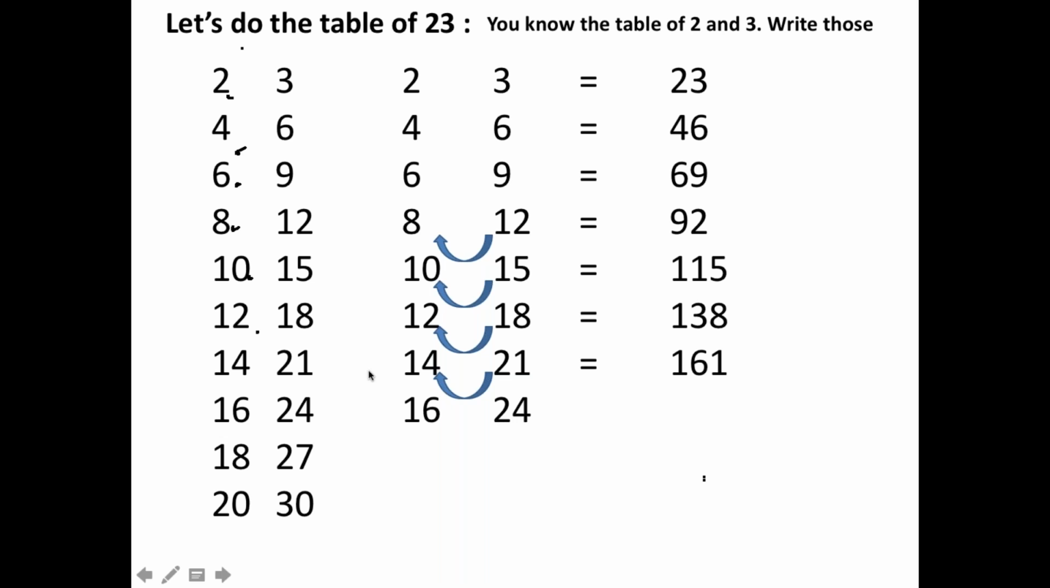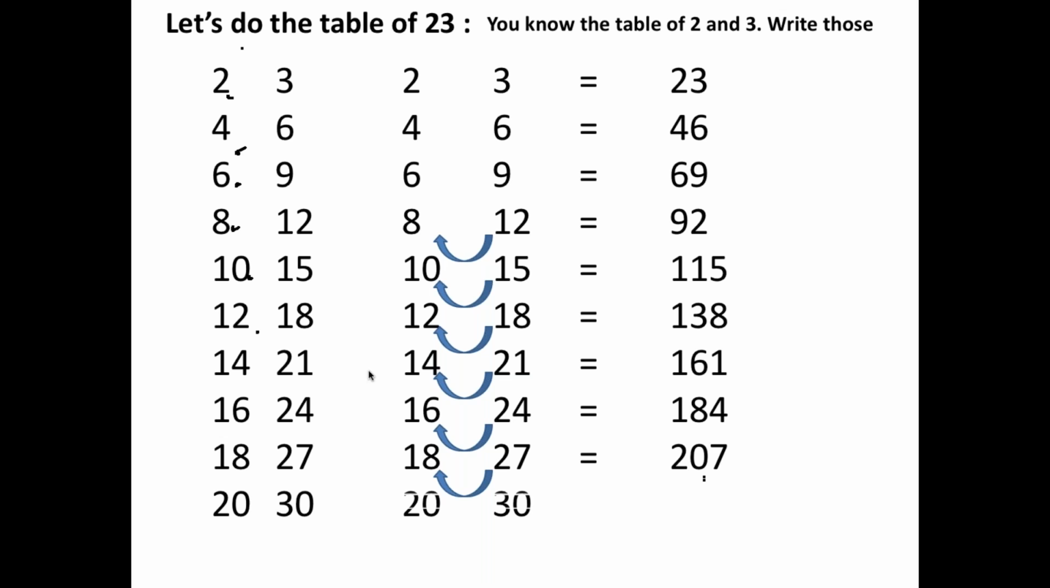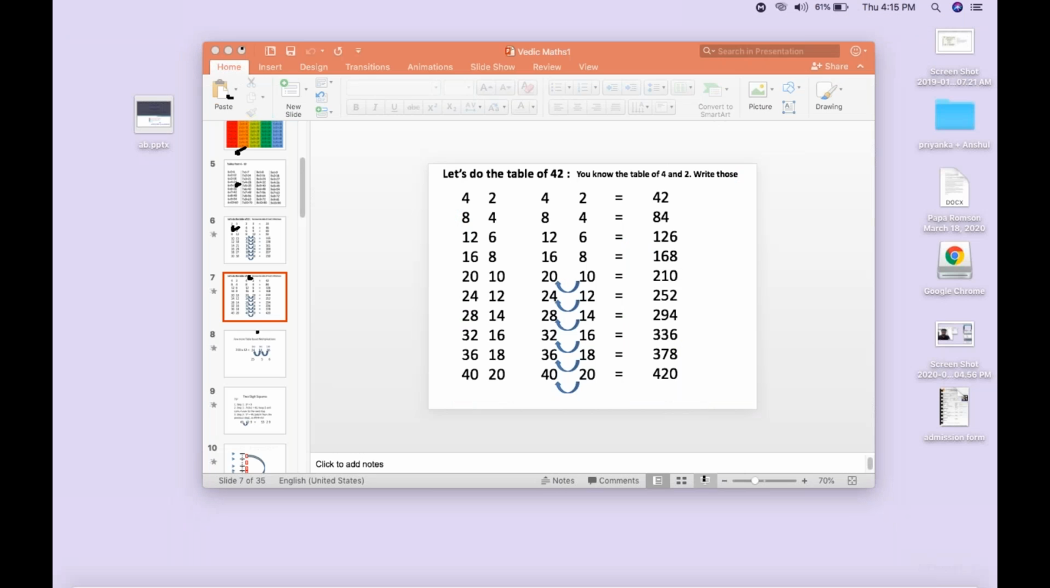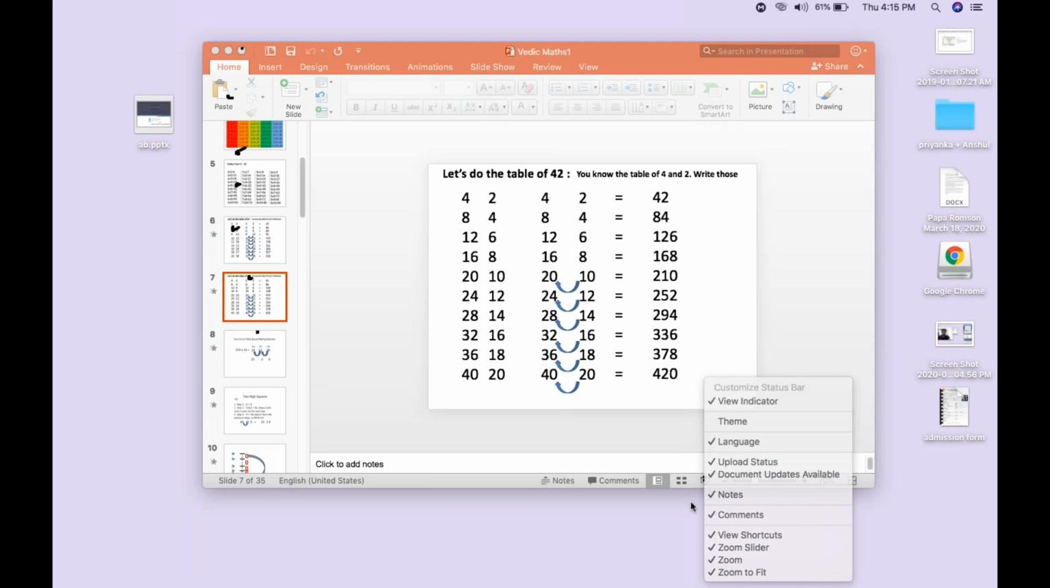Okay, so 16 plus 2 gives you 18, so 184. 18 plus 2 gives you 20, so 207. 20 plus 3 gives you 23, so we get 230. Okay, understood? If you understood this table, then it's easy to solve the other tables also. Let's look at the other tables.